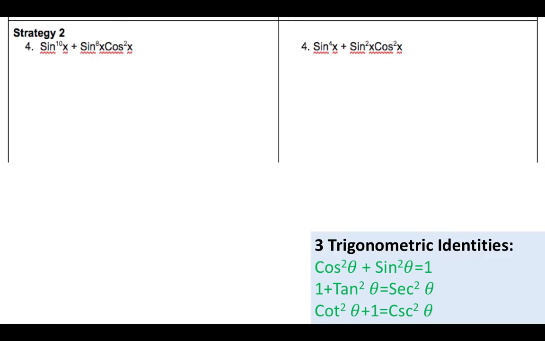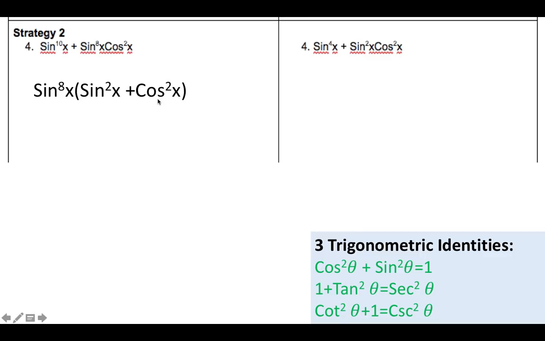Now we're moving on to strategy 2, which is basically factoring and simplifying. Again, this is in your notes. In this technique, we've got to factor out a common term. There are 10 sines right here, and there are 8 sines right here. The maximum amount of sines that I can factor out is 8 sines. I factor out 8 sines. Because I took out 8 from 10, I'm left with 2 sines. Because I took out this whole sine to the 8x, I'm just left with cosine squared x.